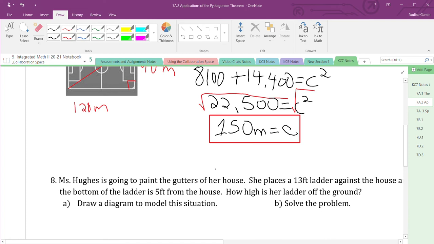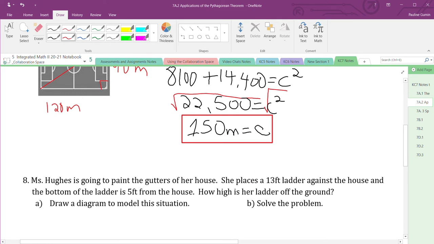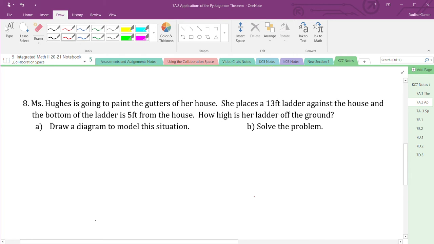Let's move on to 8. Miss Hughes is going to paint the gutters of her house. She places a 13-foot ladder against the house, and the bottom of the ladder is 5 feet from the house. How high is her ladder off the ground? Okay, this is good, because she didn't place a 13-foot ladder flat against the house, right? She's not going up those 13 feet. It's a bit of a slant. So let's draw it.